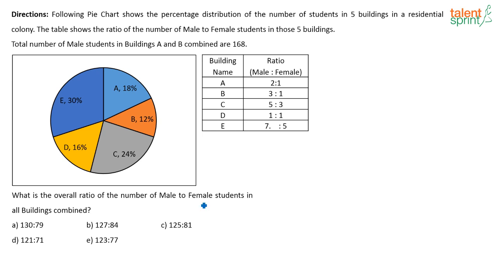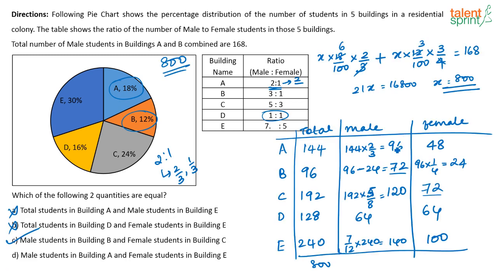What is the overall ratio of the number of male to female students in the building combined? All you have to do is add the total number of males, add the total number of females and find the ratio. So let us just move on to the previous slide. What do you do here? 96 plus 72 plus 120 plus 64 plus 140. Similarly, do 48 plus 24 plus 72 plus 64 plus 100.